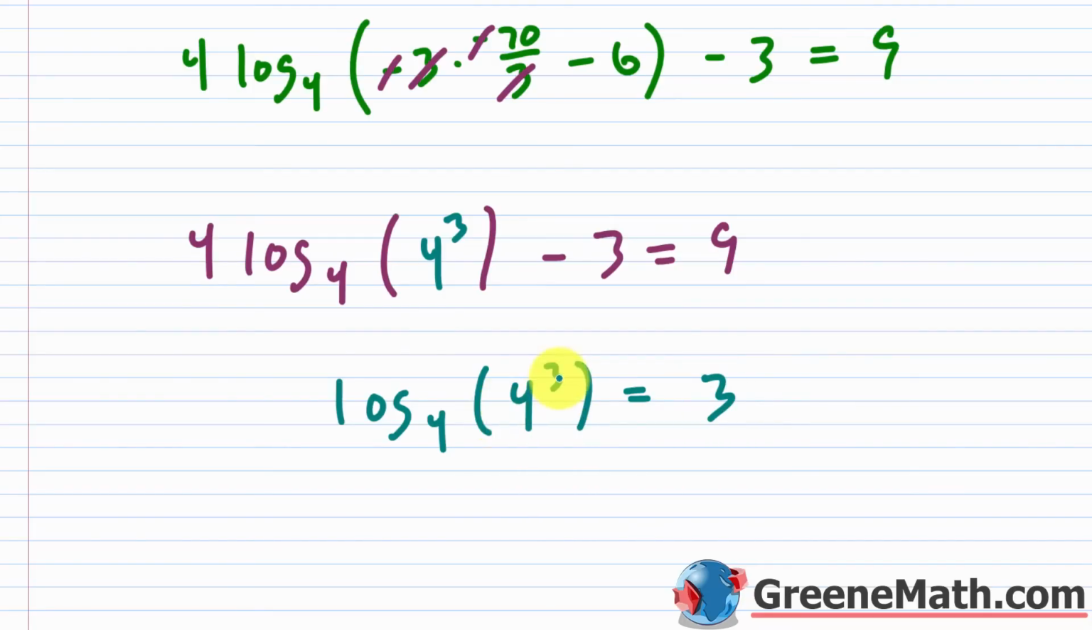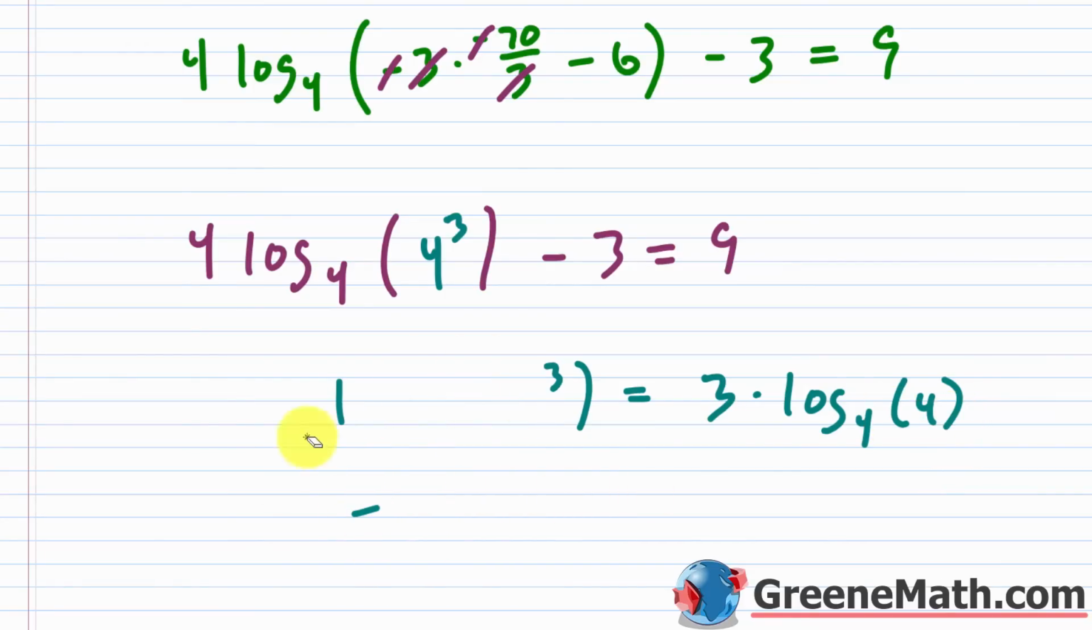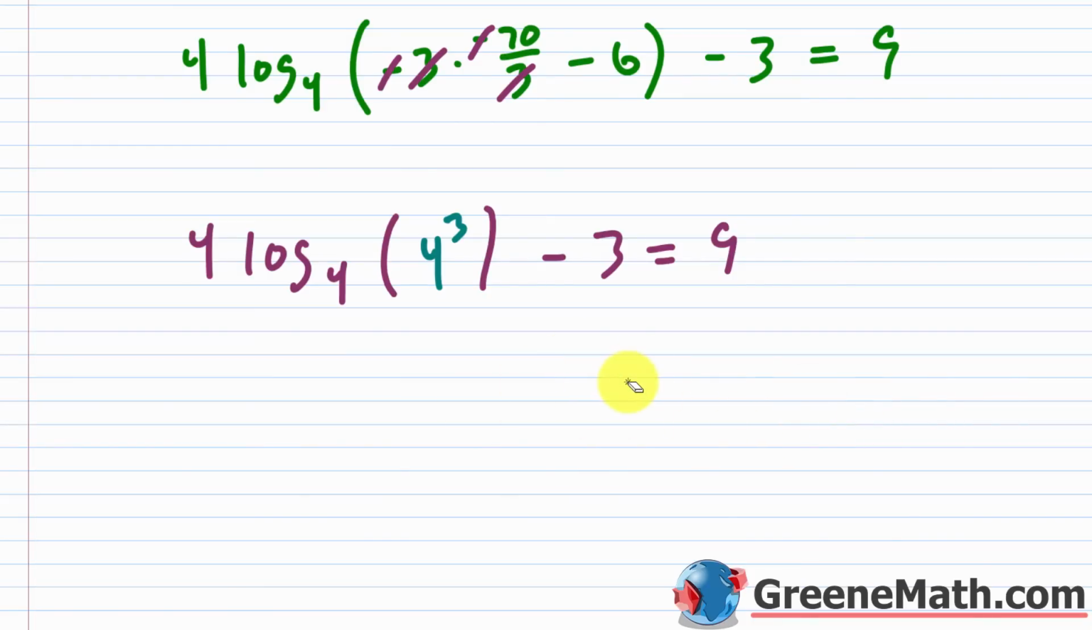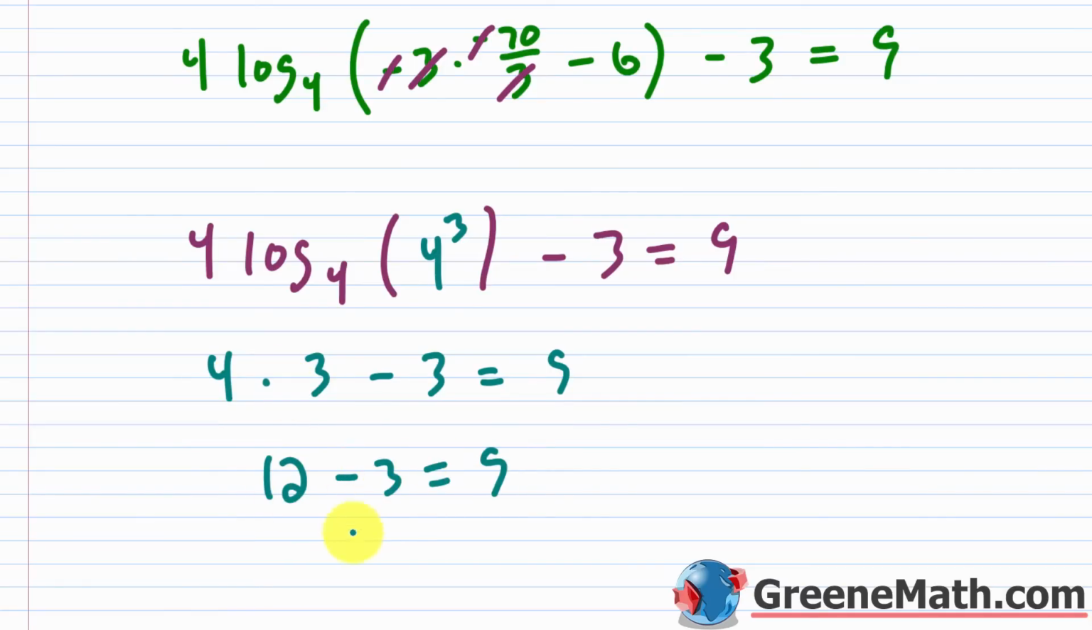But the long way to do it is to say that the 3 comes out in front as multiplication, and then it's 3 times log base 4 of 4, and log base 4 of 4 is 1, so this is equal to 3 times 1, which is 3. So lots of different ways that you can get that part of it. So this right here is 3. So you have 4 times 3 minus 3 is equal to 9. Well, 4 times 3 would be done first, so that's 12. And then minus 3 is equal to 9. And of course, 12 minus 3 is 9, so you get 9 equals 9. So our solution, which was x is equal to negative 70 over 3, is correct.